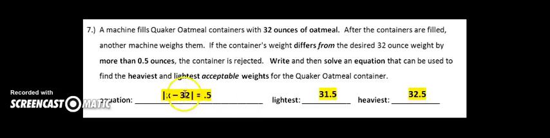So we want it to be 32. We're allowing it to vary by 0.5. So it could be 0.5 bigger or 0.5 smaller. 0.5 bigger would be 32.5 ounces. 0.5 smaller would be 31.5 ounces. So anywhere between those two numbers is acceptable. If it's 30, we got to get rid of it. If it's 33, we got to get rid of it. Anything between 31.5 and 32.5 is acceptable.